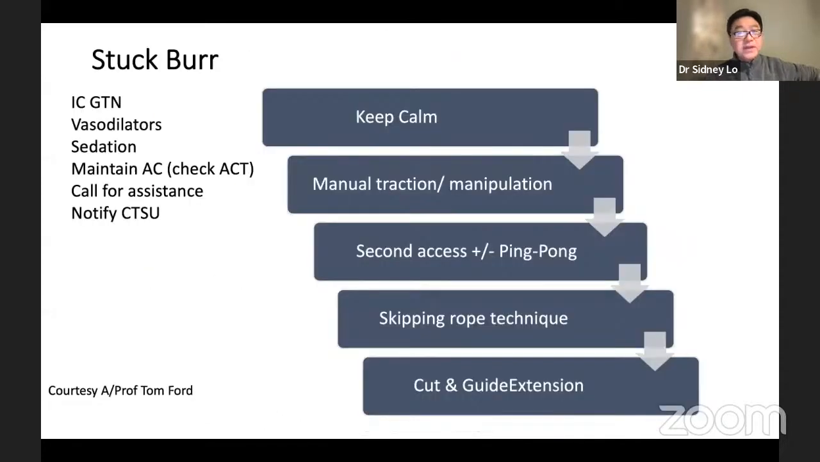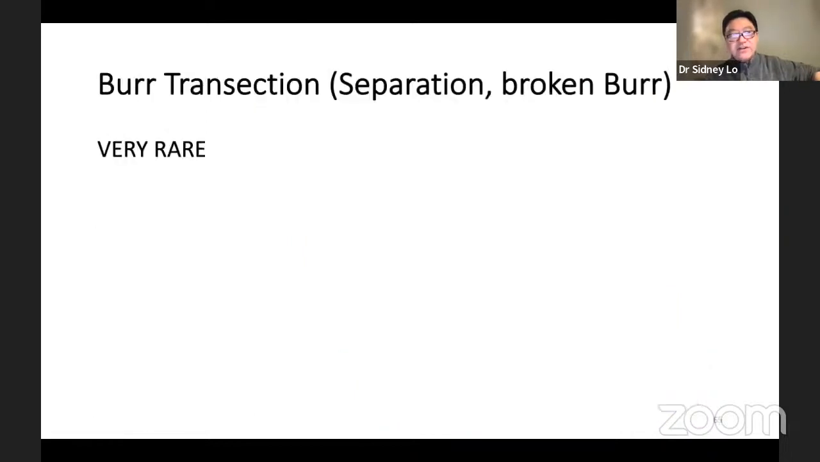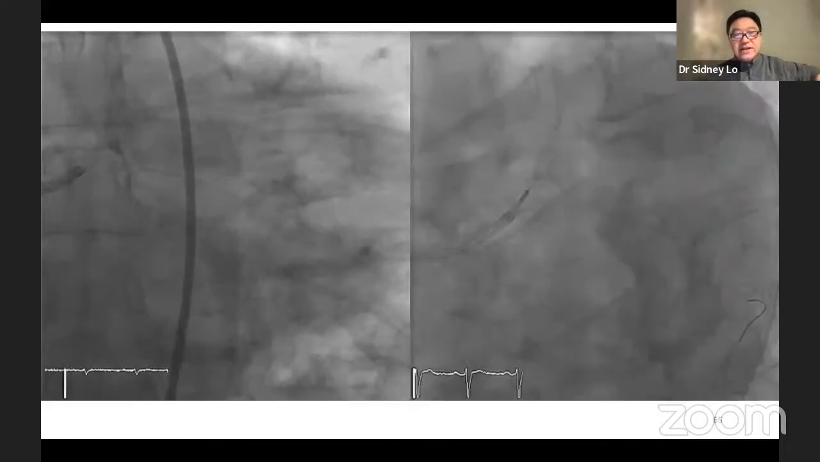I'll move on. So, stuck burr, maybe you should keep calm, but don't forget vasodilators, sedation, maintaining ACTs. There's a skipping rope technique we might not talk about too much, but cutting the guide and using guide extensions are very useful. Burr transections are very rare. I've only had one personal case. I'll show you the case.